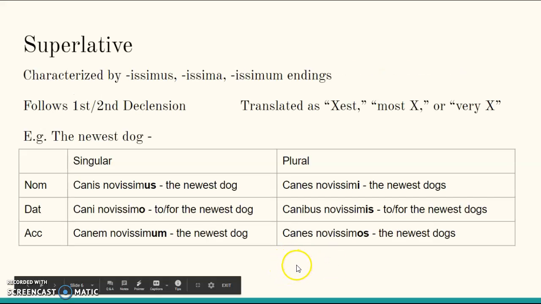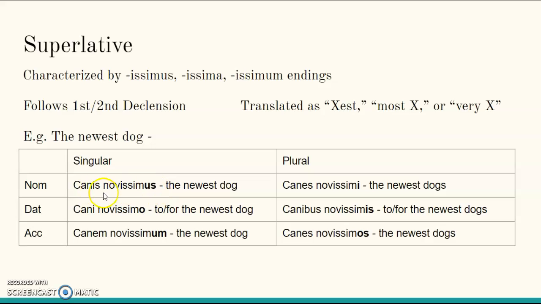Then we talk about the superlative. We're going to change from house to dog just to illustrate the difference in declension not being a problem, as long as they have the same case, nominative, and gender. In this case, they're both masculine. And number. If it's singular, this is singular. If the word being described is plural, then the adjective will be plural.